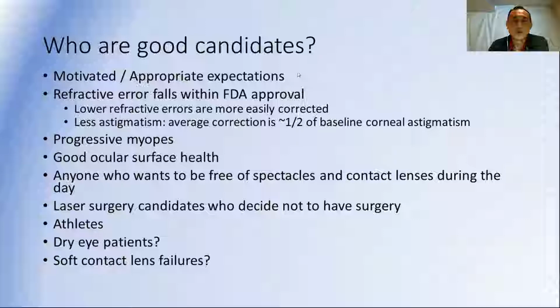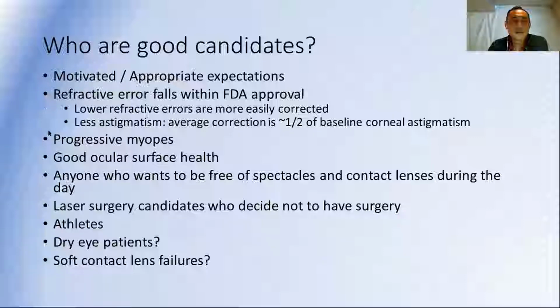And then appropriate expectations. It's not going to make their vision perfect. It's not going to permanently change their vision. And it's not going to 100% control their myopia in most cases. So they have to know those things before you fit them, or they will be disappointed and they will be upset with you that it didn't deliver as they expected.